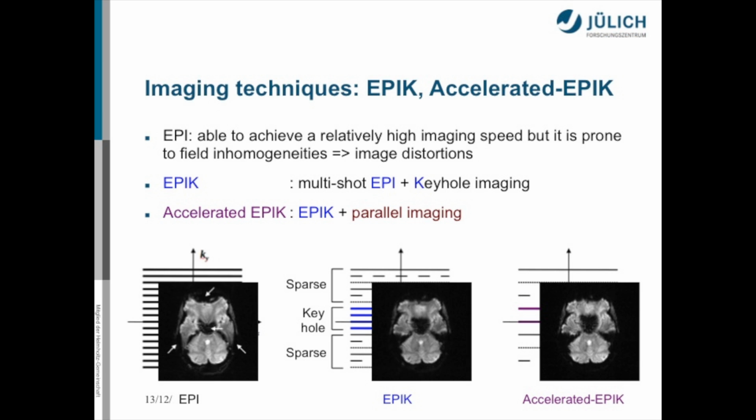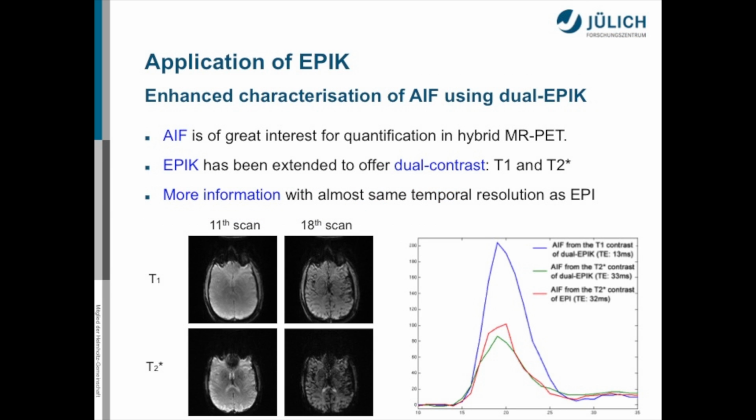If you go to EPIC, because you're applying fewer lines, you should be somewhat more immune from those problems. You can see that there's much less distortion and indeed much less signal dropout. And then you can go and accelerate EPIC even further and get some more advantages out of that. It's this method with a few more modifications that we're going to implement at 9.4 Tesla to make it really quick to get through that K-space.